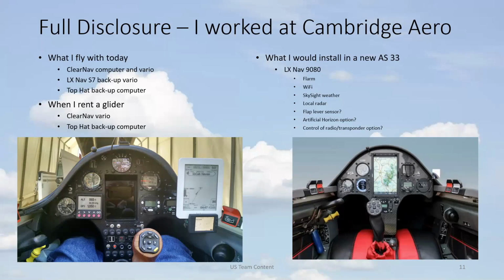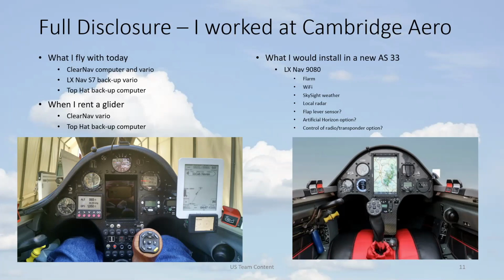I have a ClearNav Vario, a ClearNav navigation display, which is that little square thing you see on the left, a ClearNav navigator in the middle, and then I have Top Hat running on that. That's on the Cobra. I've evolved that to a Samsung S10 recently, but that's the sort of stuff that I have in my panel.